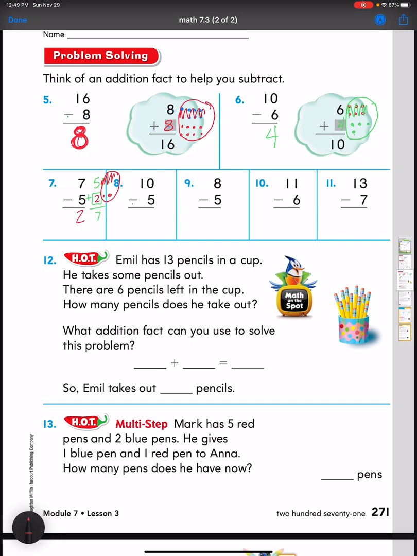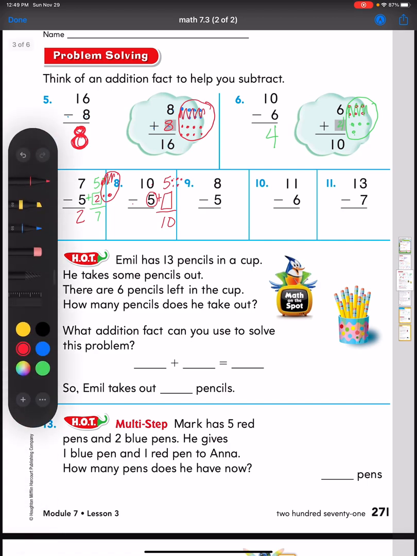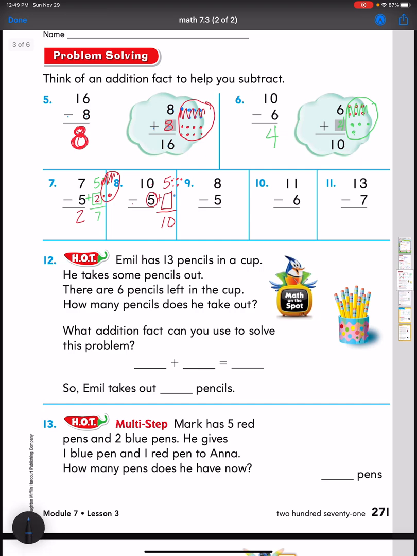10 minus 5. All right, so I'm going to take this 5, put it up here, plus what will equal 10. So 1, 2, 3, 4, 5. And I'm going to keep going until I get to 10. So there's 6, 7, 8, 9, 10. So what did I add? I added 5. 5 plus 5 equals 10. That means 10 minus 5 is going to equal 5.